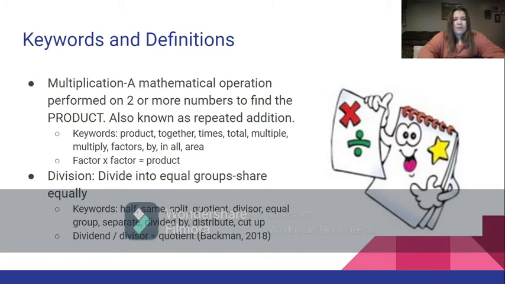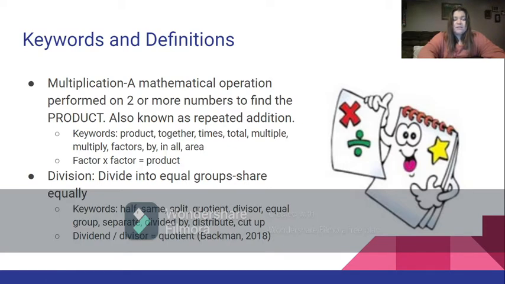Multiplication is a mathematical operation performed on two or more numbers to find the product, also known as repeated addition. Keywords are product, together, times, total, multiple, multiply, factors, by, in all, area. So it's a factor times a factor equals a product.